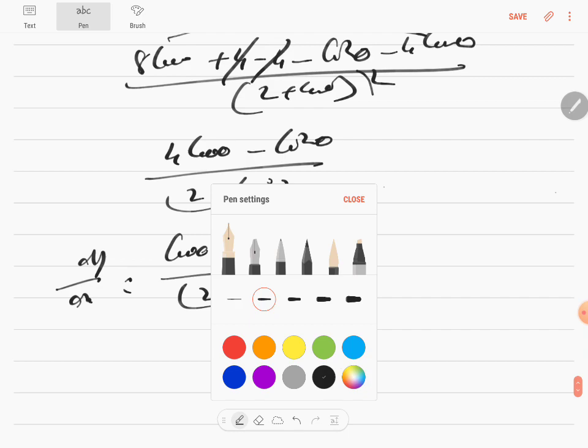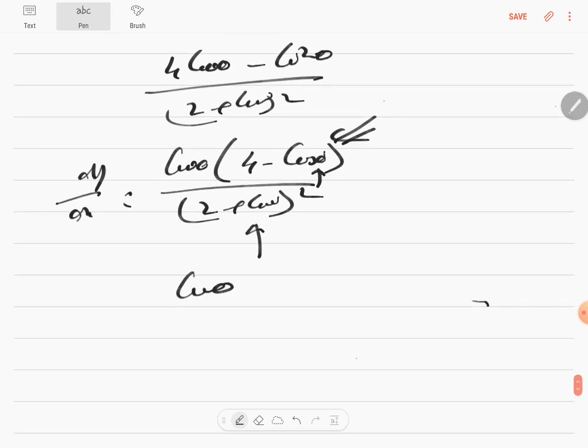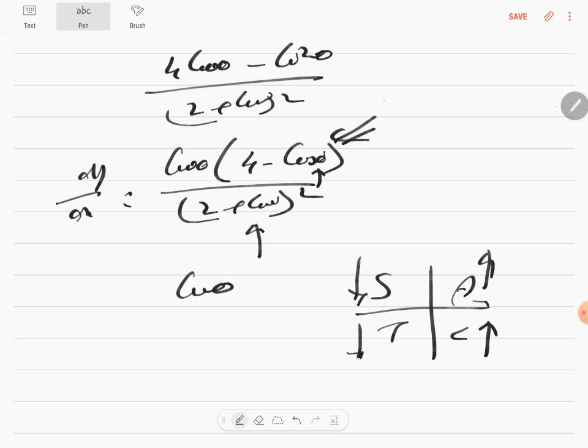And you don't have to equate it to 0 because it's a trigonometric function. You know that this is always positive because cos theta lies between minus 1 and plus 1. 4 minus cos theta is always positive. (2 plus cos theta) the whole square is always positive. So cos theta is the only deciding factor. And as school taught your children, in the first and the fourth quadrant it is going to be positive, so it's increasing. In the second and the third quadrant it's decreasing, because that's when cos theta is negative.